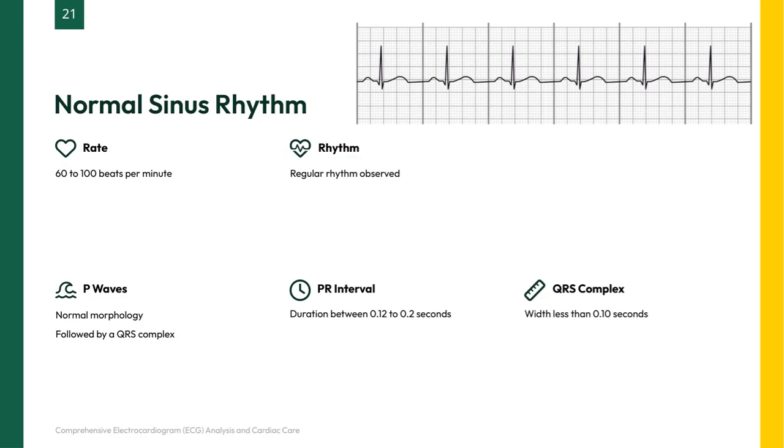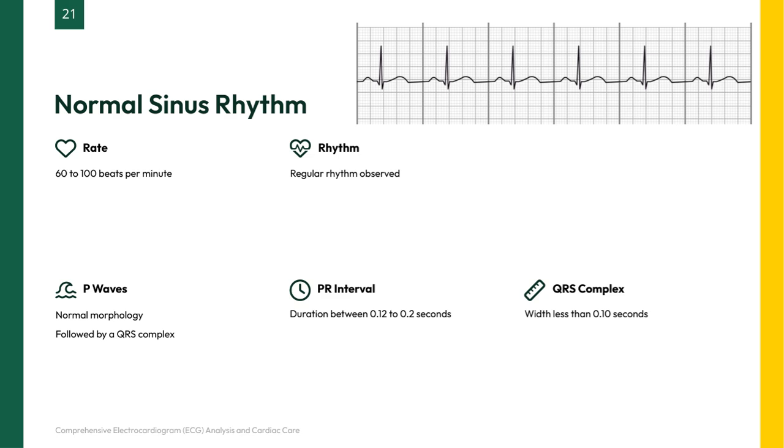When we talk about normal sinus rhythm, the first thing to consider is the heart rate, which typically ranges from 60 to 100 beats per minute. This means the heart is beating at a steady and healthy pace. Next, the rhythm itself should be regular, showing consistent spacing between each heartbeat. Now, looking at the P waves, they should have a normal shape and always be followed by a QRS complex. This indicates that the electrical impulse is properly originating from the sinoatrial node and traveling through the heart as it should.